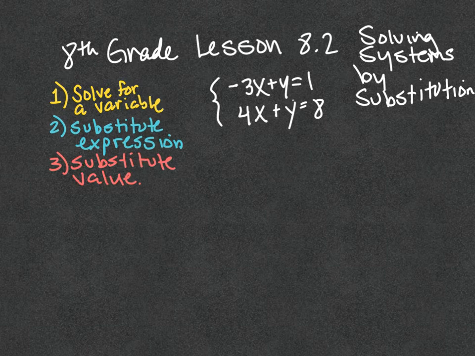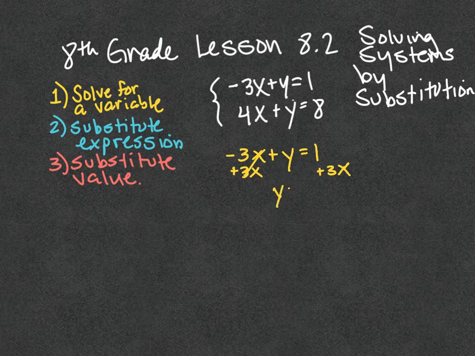So first step. Here I have this equation and this equation. I'm going to choose one. Doesn't really matter which one. I'll choose this one, and I'm going to solve for a variable. I'm going to solve for the y. So that just is moving things around. I'm going to take this negative 3x plus y equals 1 and use inverse operations to get the negative 3x out of the way, adding 3x to both sides of the equation. That leaves me with y equals 3x plus 1.